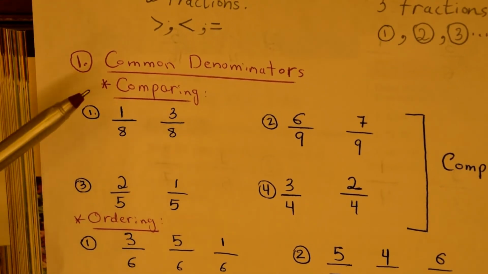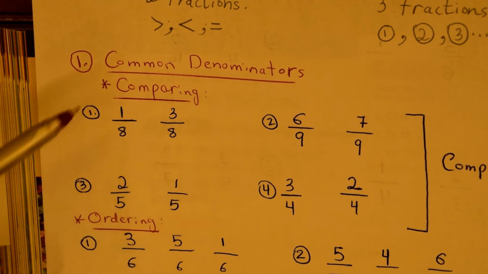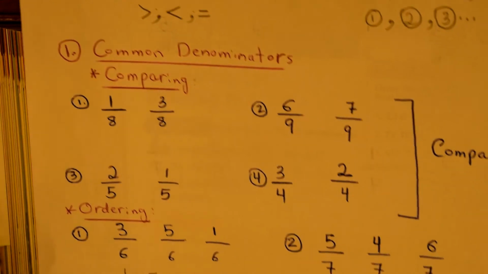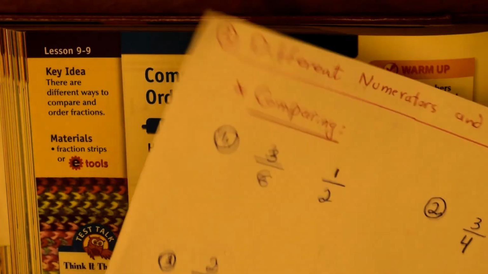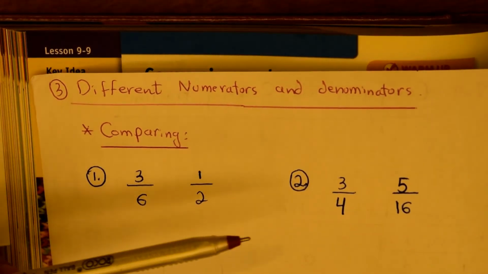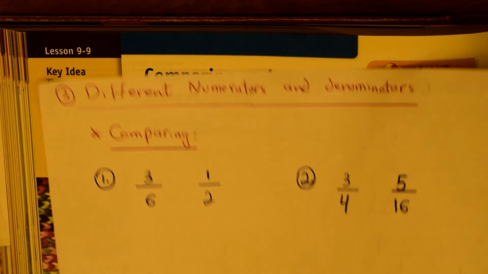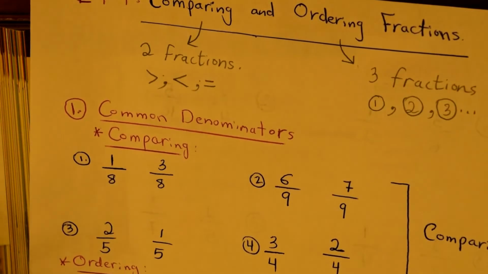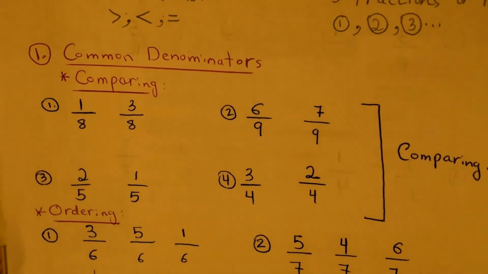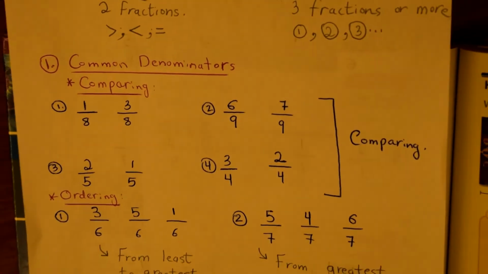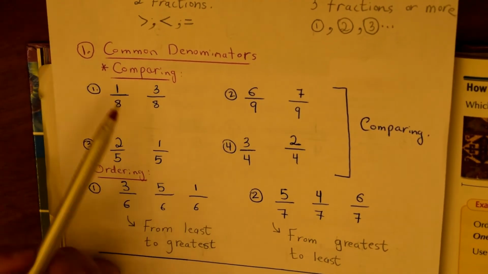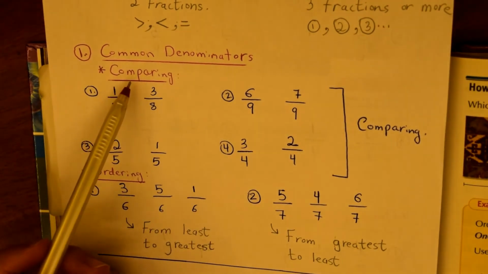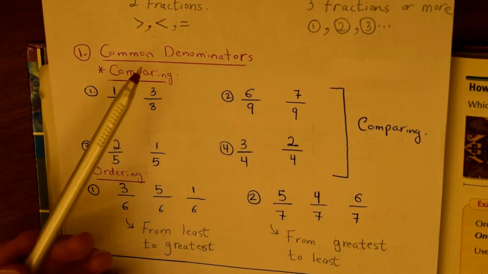So I have three cases here. Sometimes I have common denominators, and sometimes I have common numerators, and sometimes I have different numerators and denominators. So for the first case here, comparing denominators. Okay, so here, I have common denominators. I will do the comparing and the ordering for common denominators.